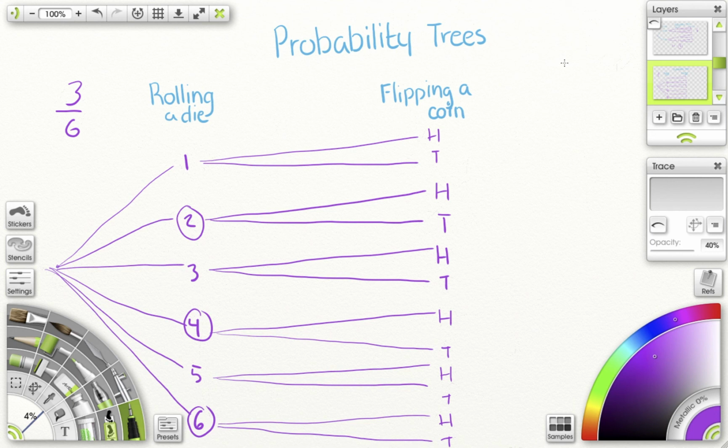Next is landing on heads. After an even number, I want to land on heads. So what are my possible outcomes? I have to land on 2, and then a heads; 4, and then a heads; 6, and then a heads. What are my odds of rolling an even number and then rolling a heads? We have to look at all possible outcomes. So 1, 2, 3, 4, 5, 6, 7, 8, 9, 10, 11, 12. There are 12 possible outcomes.